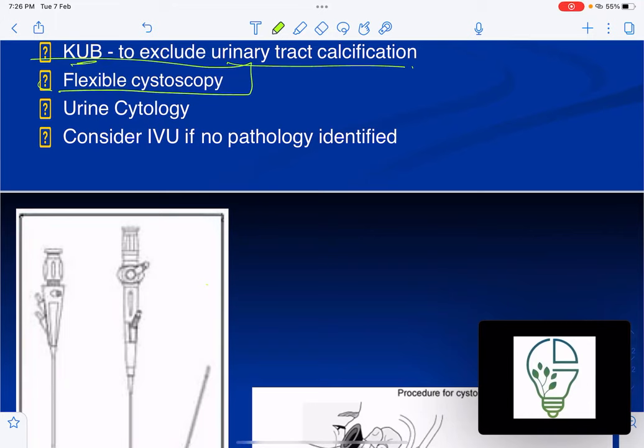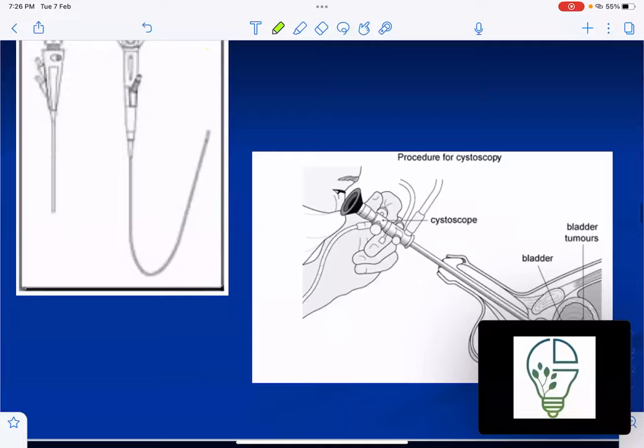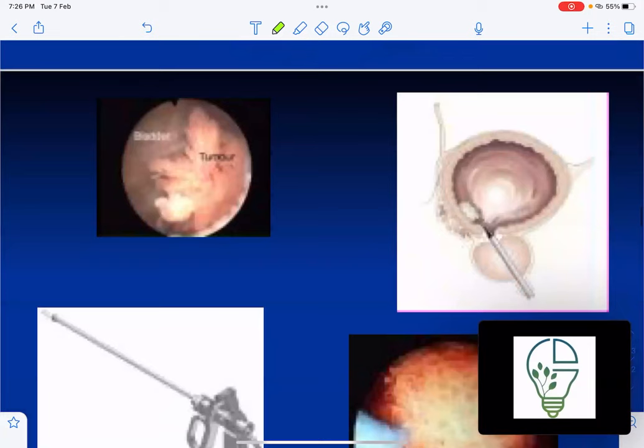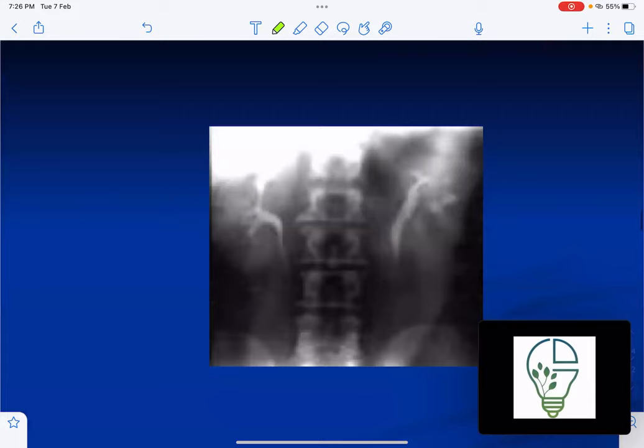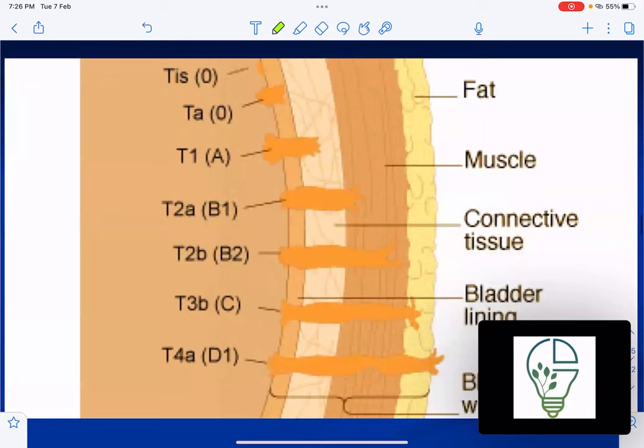This is how a flexible cystoscopy looks. We insert it through the urethra all the way to the bladder, and then we visualize it. When we visualize it, this is how it looks. This is the bladder wall, and we can actually see the tumor growth. It's a blurry picture, but you can actually still see it. And this is how a KUB looks because we've inserted the dye. This is basically a picture of the wall of the bladder itself.